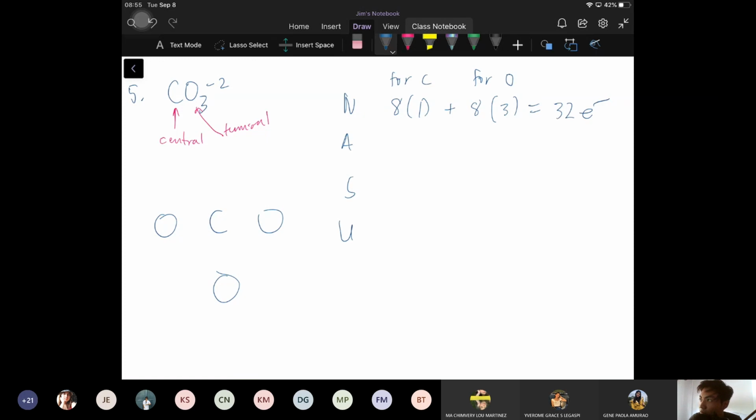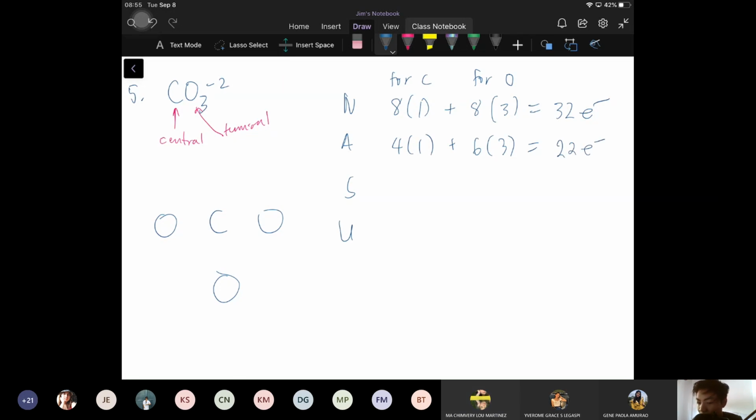Available. Available pertains to the valence electrons. So, how many valence electrons are there for carbon? 4 po. So, 4 times 1. For oxygen? 6 times 3 po. Okay, so 6 times 3. 6, 12, 18. So 18 plus 4 is 22 electrons. Okay.